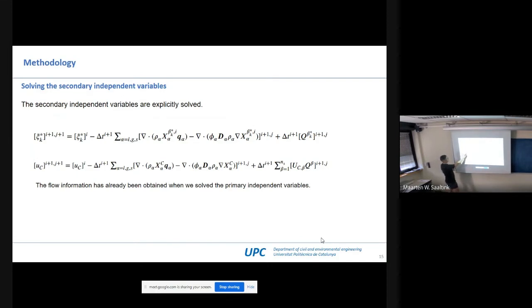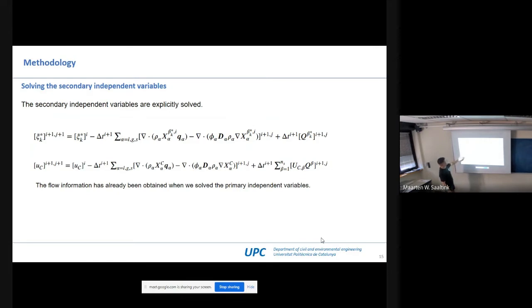the mass of the component or the concentration of the component, because we solve the advection diffusion of the components, the mass of the components. But because we already know the flow information as soon as we have the independent transport variables, now we can easily calculate the independent reaction variables.